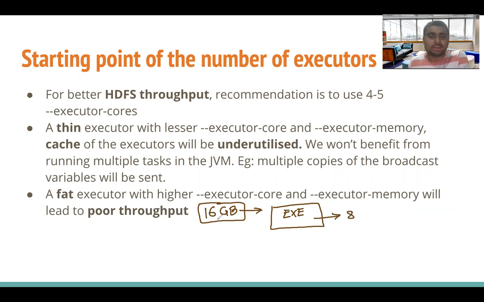That is one option. The other option is, what about giving 1 GB of memory to each executor? In that case, you end up having 16 executors, and each executor will have one task allocated to it. This is the example of a thin executor, where you use a very lightweight executor in terms of resources and the number of tasks running inside it. And the other example, where we were running 8 tasks in that executor, is a fat executor.